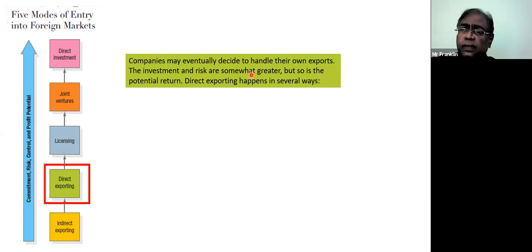The investment risks are somewhat greater because now you have to sign a contract with them. The risk is higher because why? You export to them, they don't pay you until after 90 days. And after 90 days, if they don't pay, you cannot go there and sue them. They are in some other country. So it's a bit risky for you in that sense. But with indirect exporting, the Malaysian guy has to pay you. So it is more risky, but the return is better, which means you make more profit. Now, direct exporting happens in several ways.